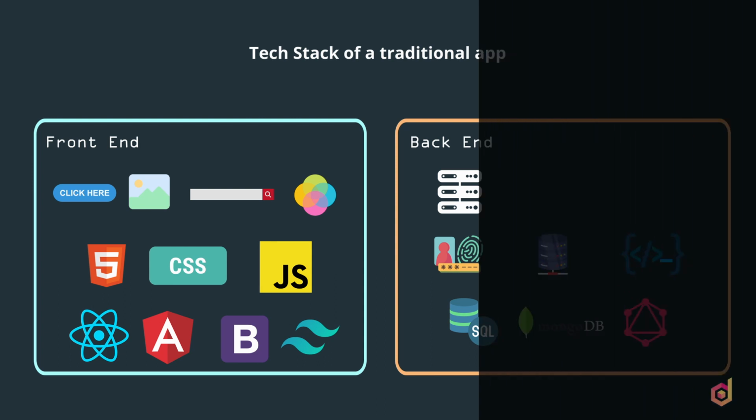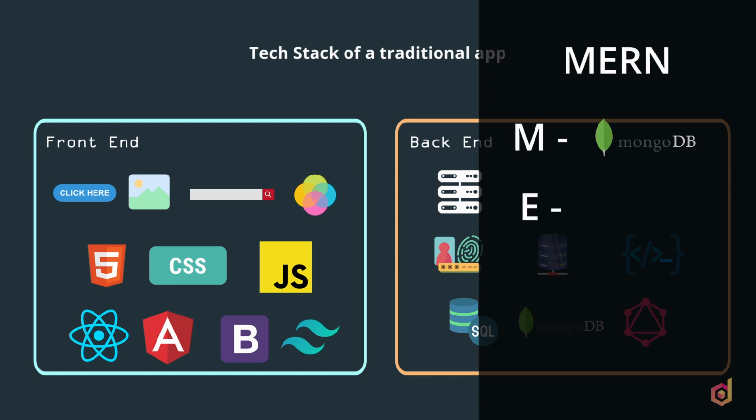Let's discuss the famous MERN stack, where M stands for MongoDB, which is a database, E stands for Express, which is a framework for Node.js server, R stands for React.js, which is used to build the front end, and lastly, N stands for Node.js, which is used on the server side.